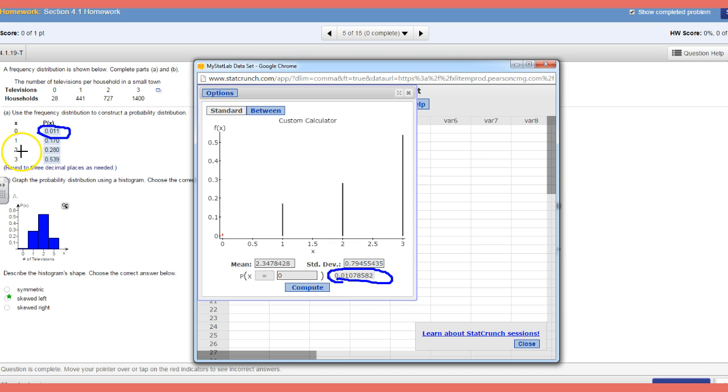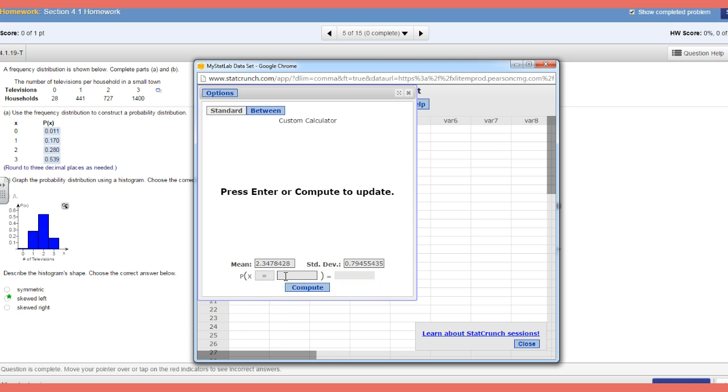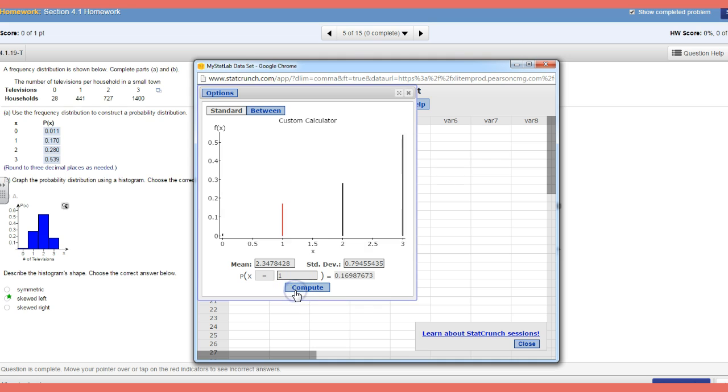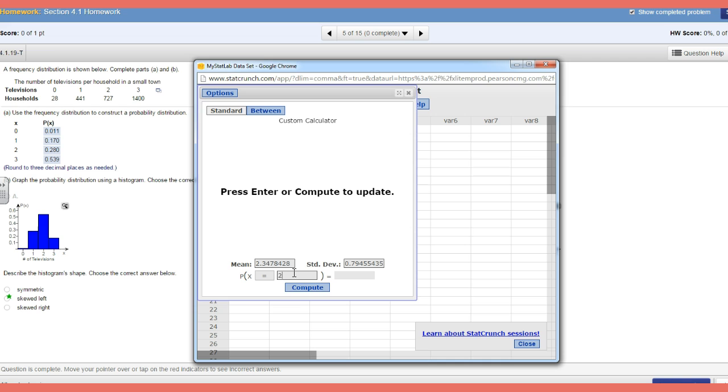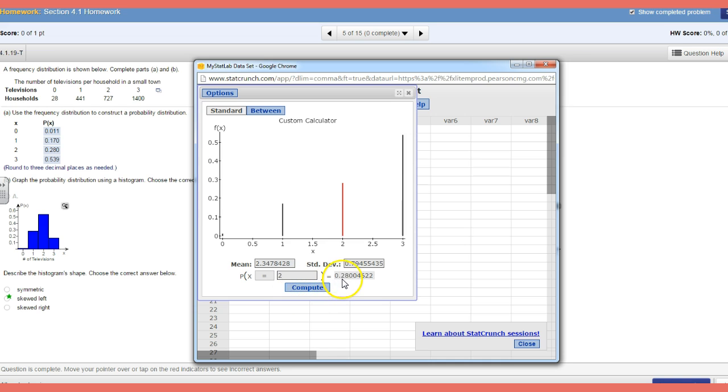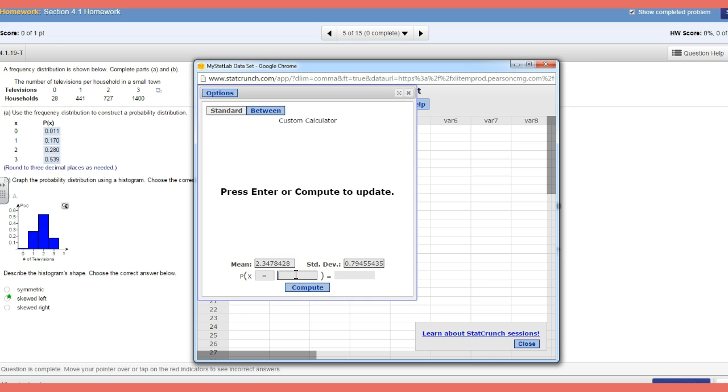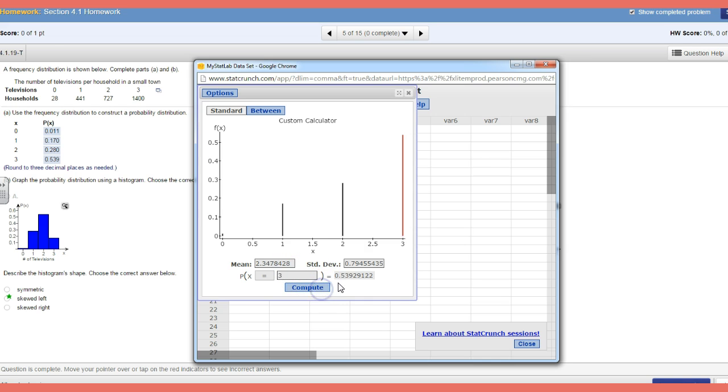If you want to find the probability of 1, you do the exact same thing. Change the 0 to 1 and compute. Probability of 2, change it to 2 and compute. 0.280. Probability of 3, compute. 0.539.